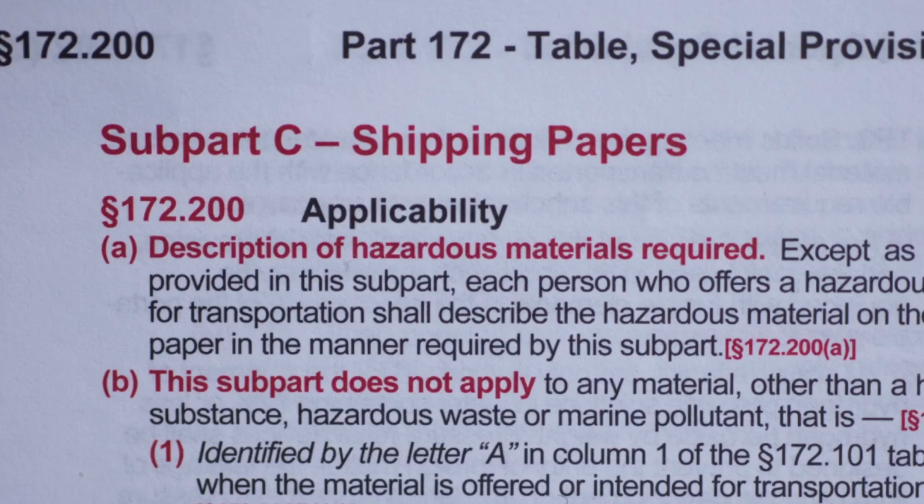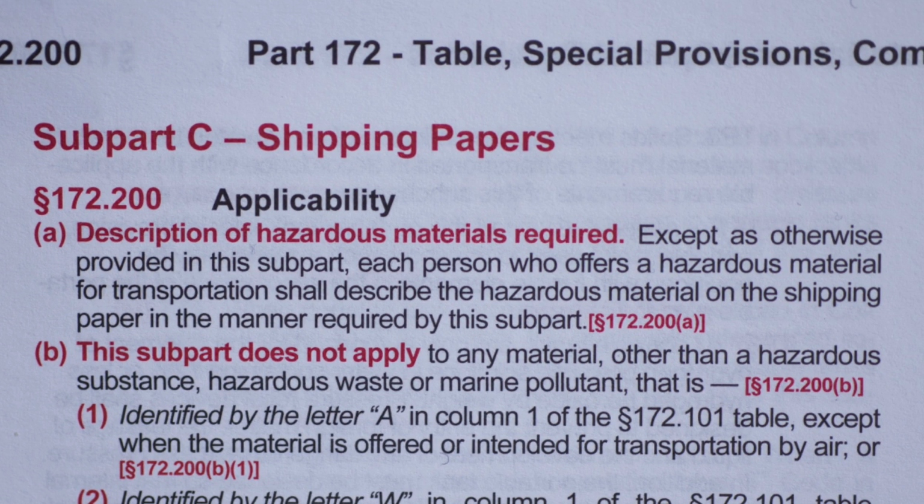As I mentioned before, shipping paper requirements can be found in Subpart C of the Hazardous Materials Regulations. 172-200 outlines the applicability for shipping papers. So let's take a look and see what it says. Description of hazardous materials required. Except as provided otherwise in this subpart, each person who offers a hazardous material for transportation shall describe the hazardous material on the shipping paper in the manner required by this subpart. Now the regulations go on to describe some exceptions to this requirement. So again, if you're training in the classroom, ensure that you understand these exceptions to the rules so you can communicate that to your students. The goal of the shipping paper is to quickly identify the hazardous materials described.